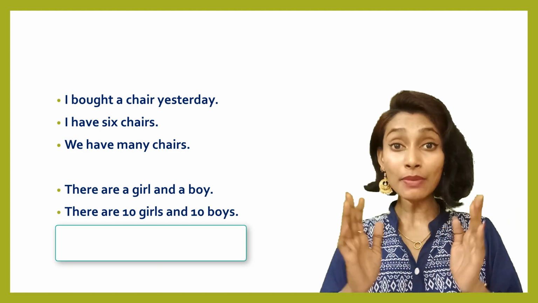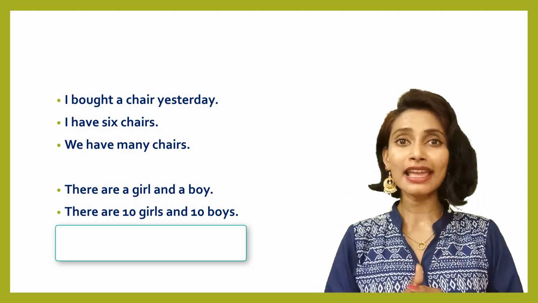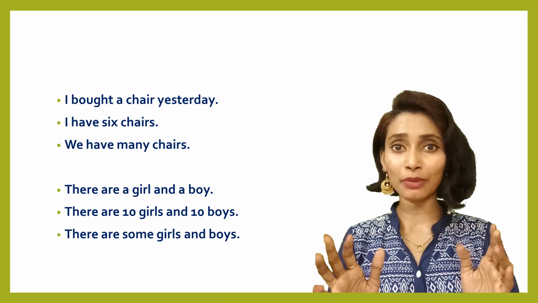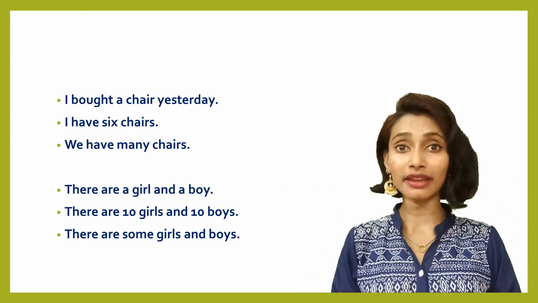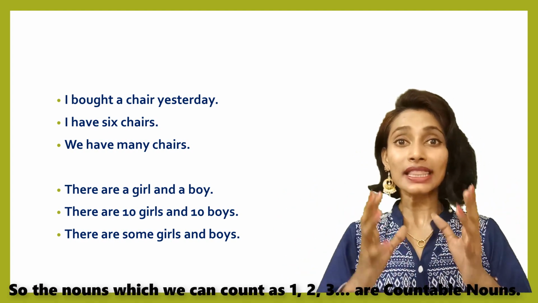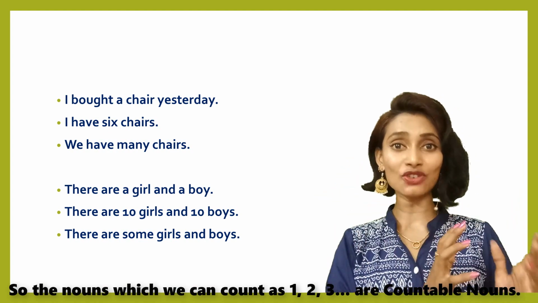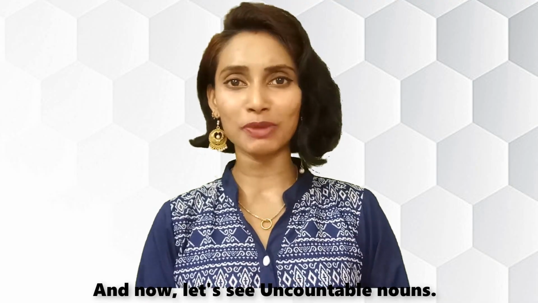But when the number is not definite and I'm not sure about the number, I can say there are some boys and girls. I'm not sure of the number, but I can count them as 1, 2, 3 and I can use this quantifier some. So the nouns which we can count as 1, 2, 3, 4, etc. are countable nouns. And now let's see uncountable nouns.